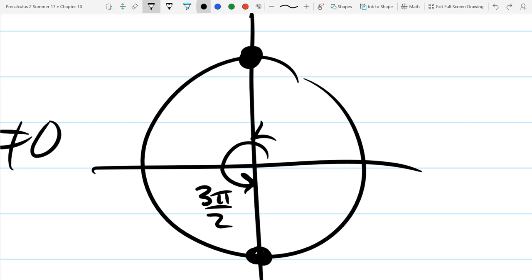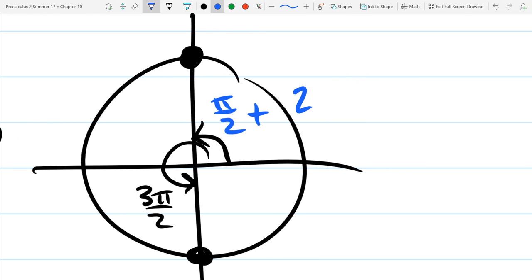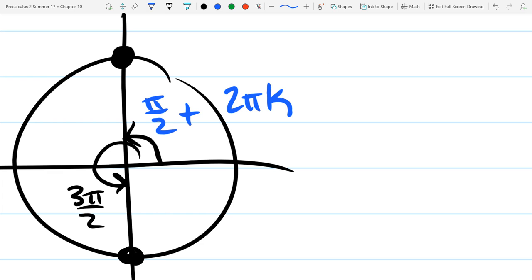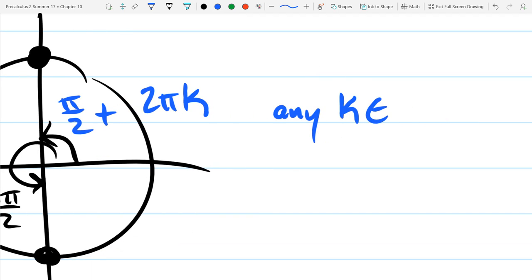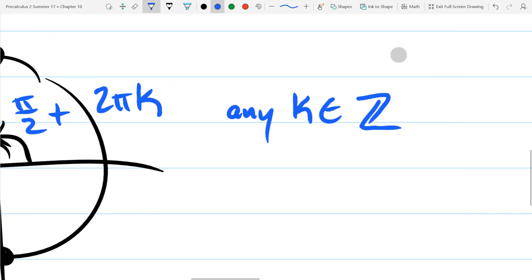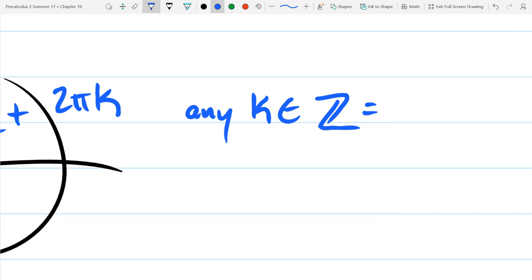So the top angle is going to be pi over 2 plus, how do I write as many rotations as I want? Well, here's a rotation, one full rotation, and I'm going to use the letter K. Now, I can't let K be a fraction, it's got to be a whole number. So I'm going to use this funky notation. This Z right here, this is all the integers.